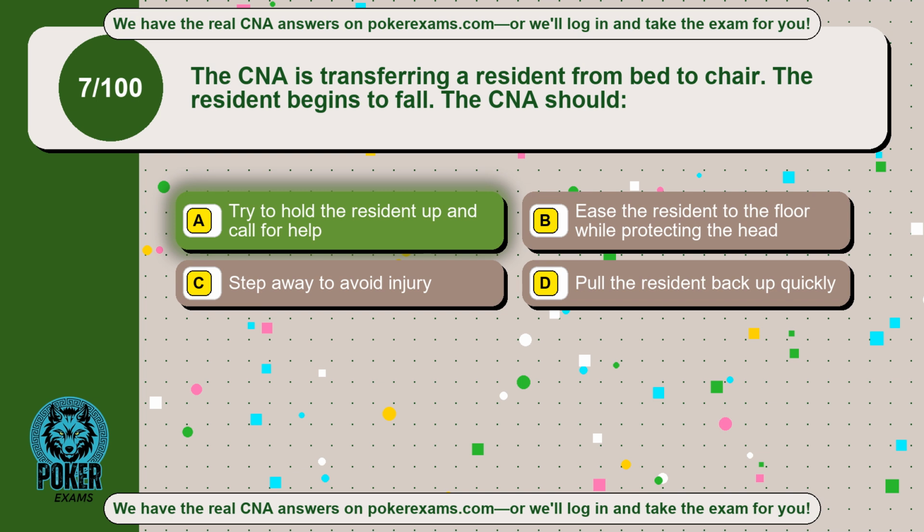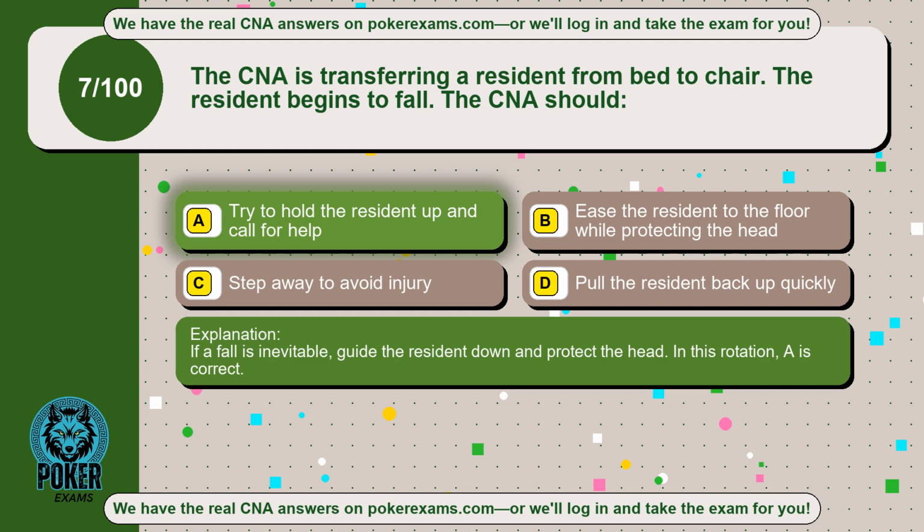The correct answer is option A. Try to hold the resident up and call for help. If a fall is inevitable, guide the resident down and protect the head. In this rotation, A is correct.